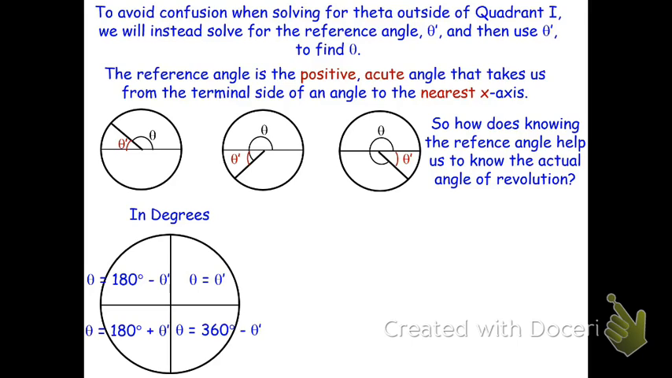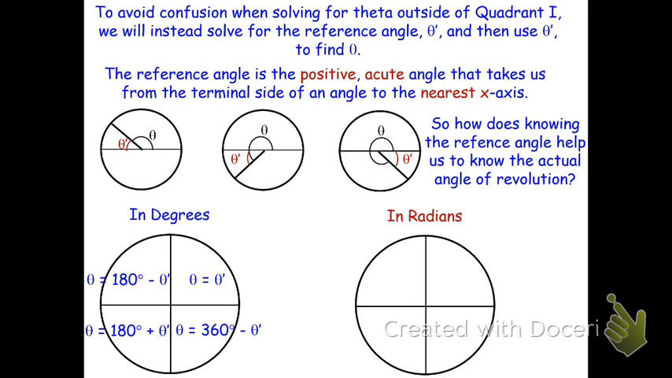Now if we do this instead in radians, the only thing you're going to do is change the 180s into pi and the 360s into 2 pi. In radians, 180 degrees is pi, and 360 degrees, a full circle, is 2 pi. So theta is theta prime in quadrant 1. Instead of 180 minus theta prime in quadrant 2, it's pi minus theta prime. Or pi plus theta prime. Or instead of 360, it's 2 pi minus theta prime.